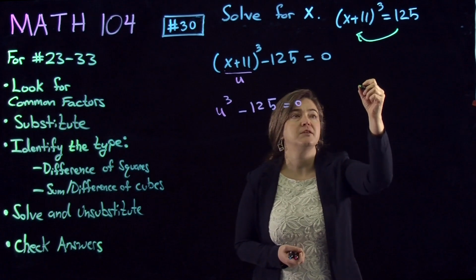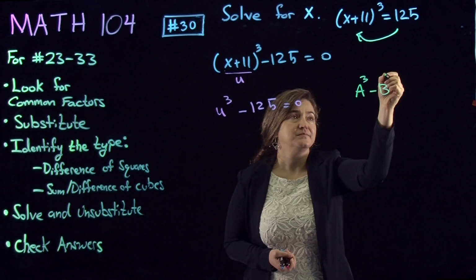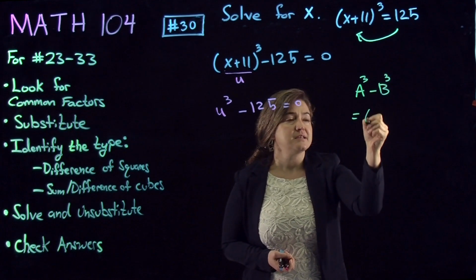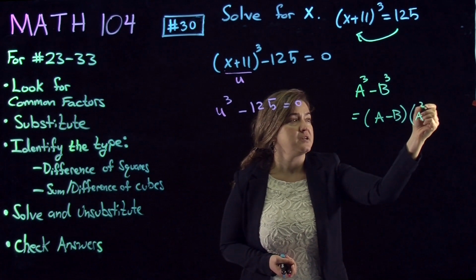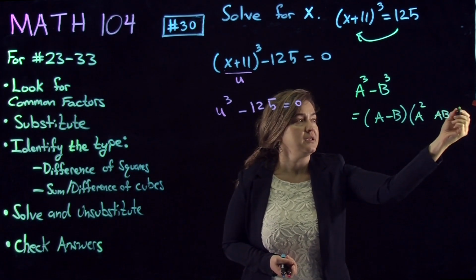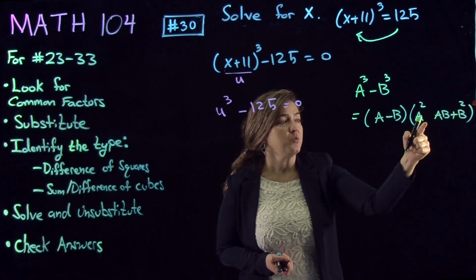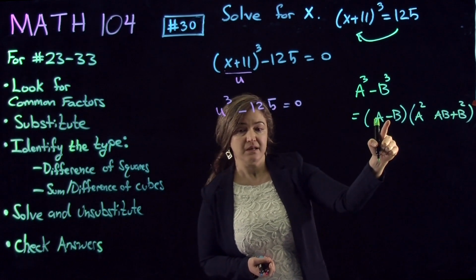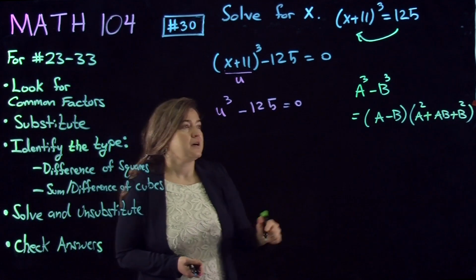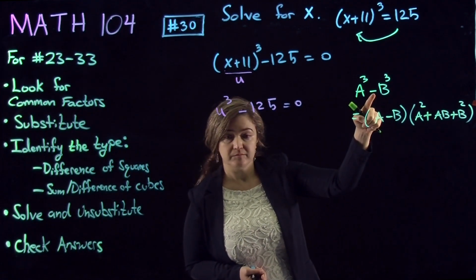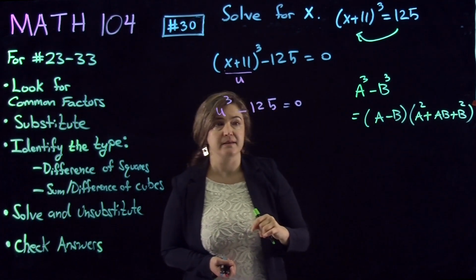Let's write down the formula for difference of cubes. It's a cubed minus b cubed equals a minus b times a squared plus ab plus b squared. This sign is always positive. This one is the opposite of that sign, which is positive in this case. This sign goes with the original. That sign is opposite of this one.